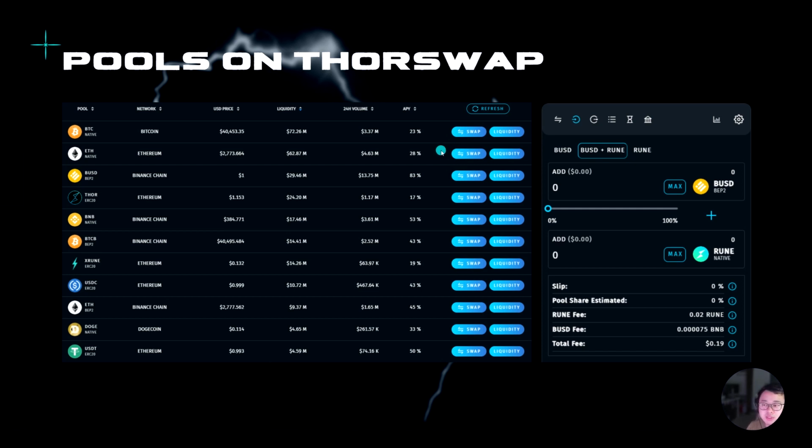So I would say these farms are pretty juicy and the liquidity in them is pretty decent. So I think this is a pretty good place to park some of your Bitcoin or ETH as well, if you want to just hold them and get a bit more yield on top of them.